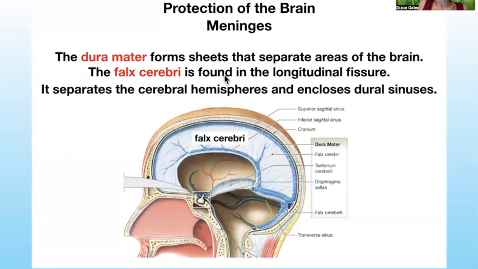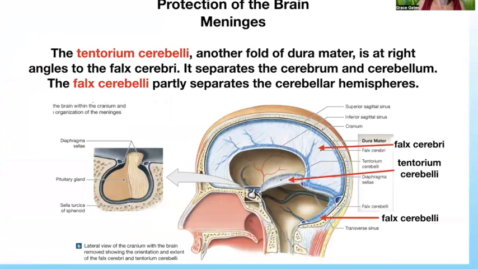The dura mater forms sheets that separate areas of the brain. The falx cerebri is found in the longitudinal fissure. It separates the cerebral hemispheres and encloses dural sinuses. The tentorium cerebelli is another fold of dura mater that is at right angles to the falx cerebri. It separates the cerebrum and cerebellum. Then there is a little tiny falx cerebelli that partly separates the cerebral hemispheres.